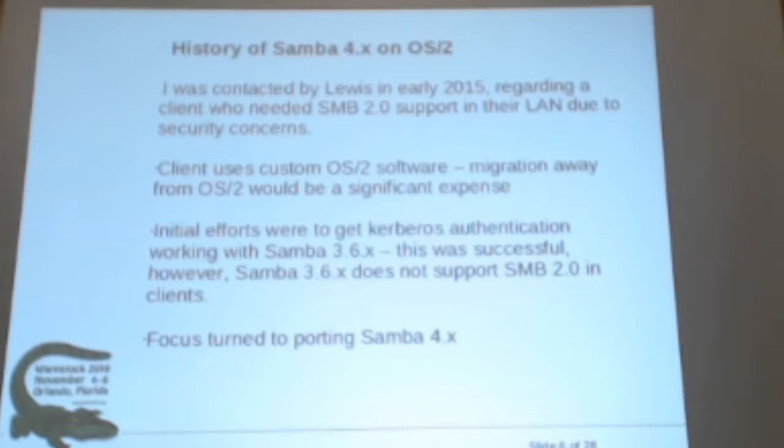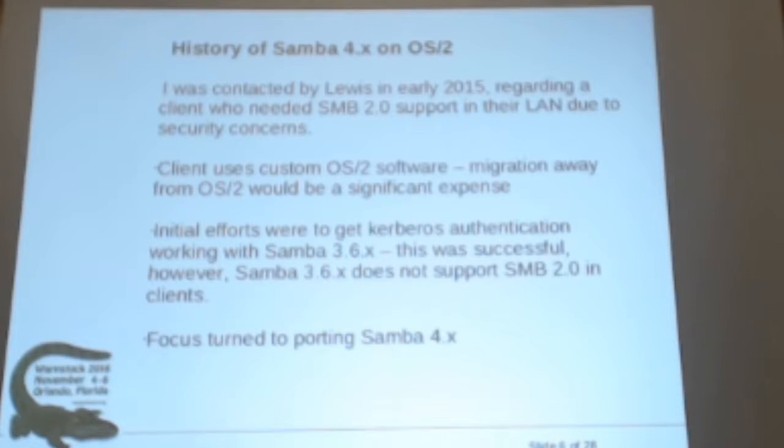What we first tried to do for simplicity, given that we already had Samba 3.5 working with NetDrive, is get Kerberos support working with the Samba 3.x codebase. And from the reading we did at the time, it was suggested that Samba 3.6 should support SMB2, which is what the client needed. However, once we got Kerberos working, we found that yes, it would work over SMB1, but wouldn't work over higher versions of that protocol. So it became obvious at that point that we had to look at porting Samba 4, which I guess kind of brings us up to the current time-ish.